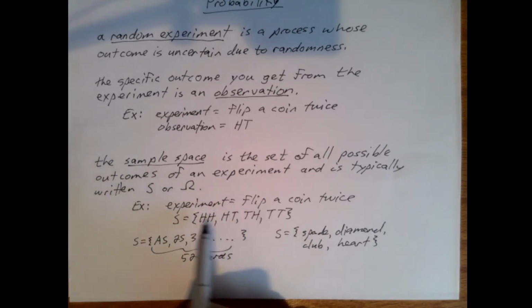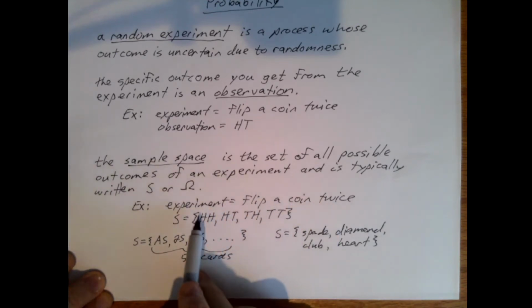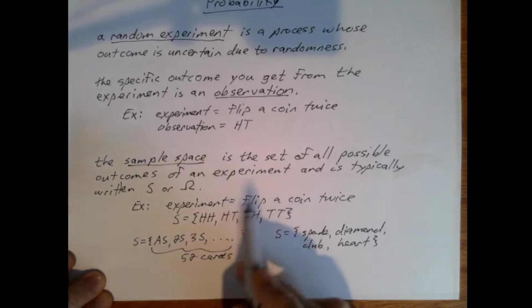Going back to the first one, you might have a sample space consisting of flipping a coin twice, and you get a heads on the first flip, or you get a tails on the first flip. That'd be two different possibilities.